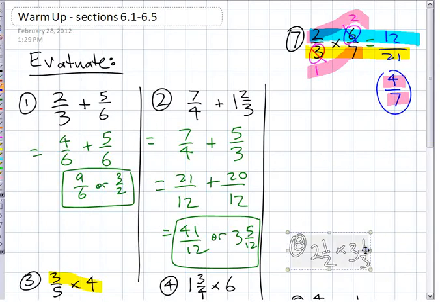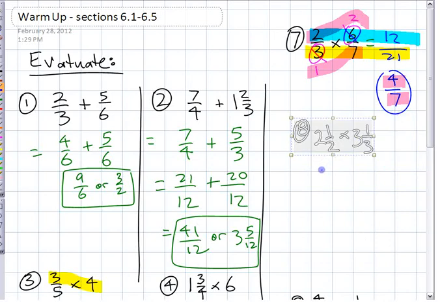This one, I hope we've got by now. What should we do with that? What should we change it to? Let's have someone different answer. What should we do? Exactly. Change them into improper fractions.